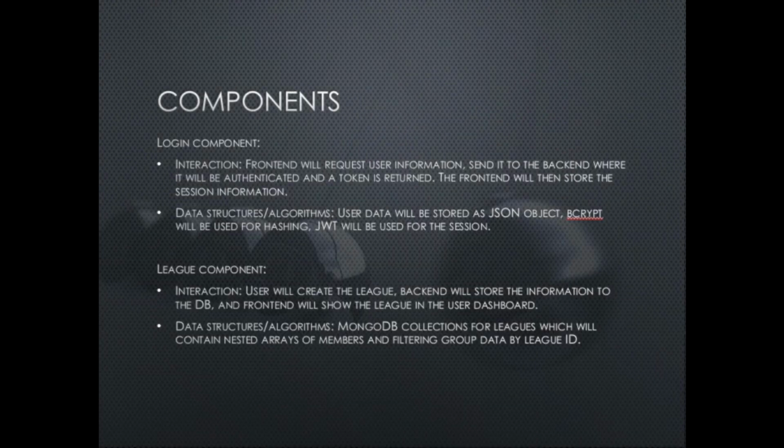Now onto the components. We have the login component, where the front end will request user information, send it to the backend, where it will be authenticated, and a token is returned. The front end will then store the session information. For the data structures and algorithms of this component, we have the JSON object for user data, and bcrypt will be used for hashing, and JSON Web Token will be used for the session.